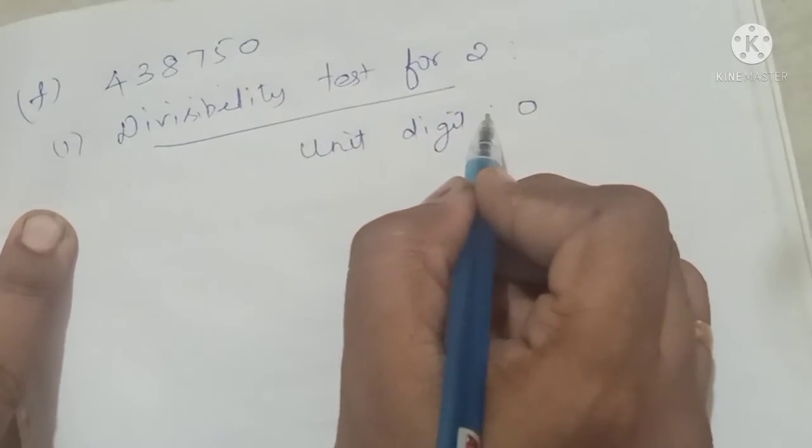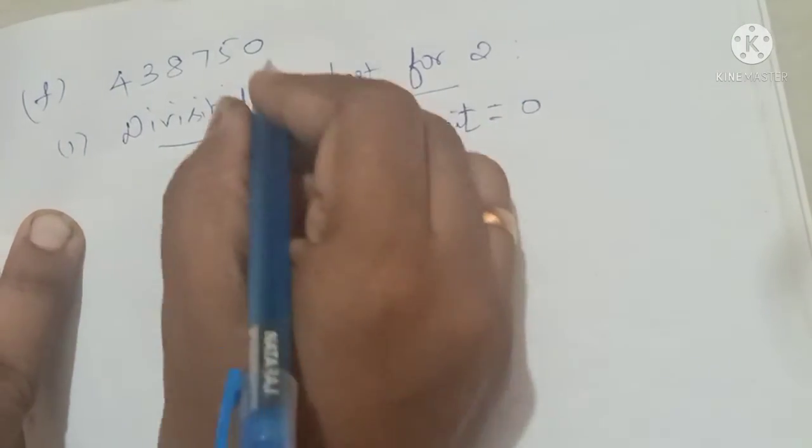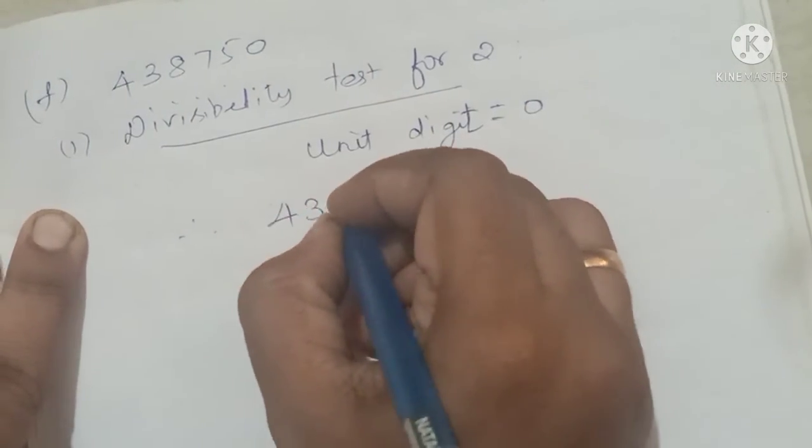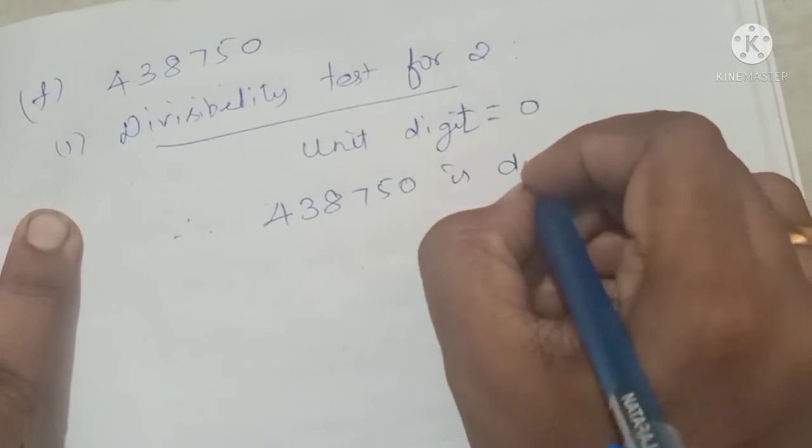What is in the unit digit? 0. So the unit digit is equal to 0. Therefore we say that the entire number is divisible by 2. So 4,38,750 is divisible by 2.